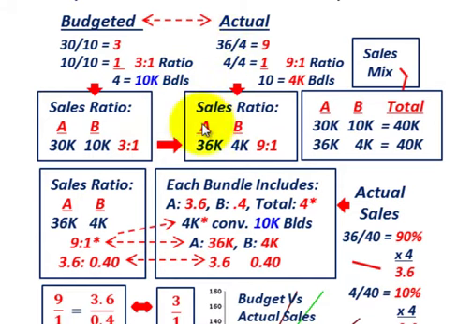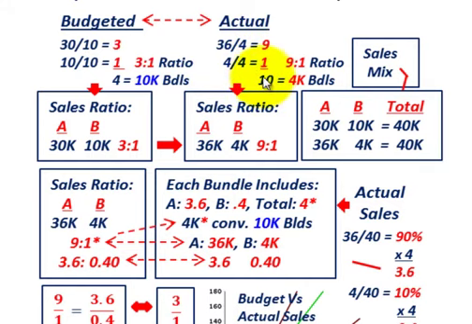Okay, now for our actual sales. This is the case where our actual sales have changed. We've sold 36,000 of A and 4,000 of B. So that's going to give us a 9 to 1 sales ratio, simply taking the 36,000 of A divided by the 4,000 of B, which gives you 9. So for each unit of B that you sell, you're going to be selling a quantity of 9 of A. In total, the quantity per bundle is going to be 10: 9 of product A and 1 of product B.